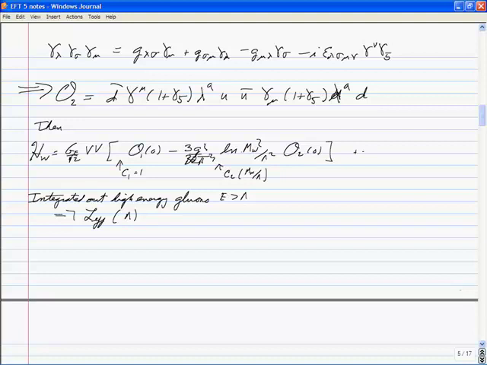This is now to be used as a full field theory, and so when using this, you include gluons up to the scale lambda.